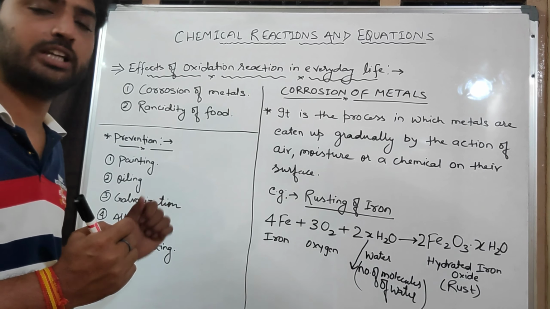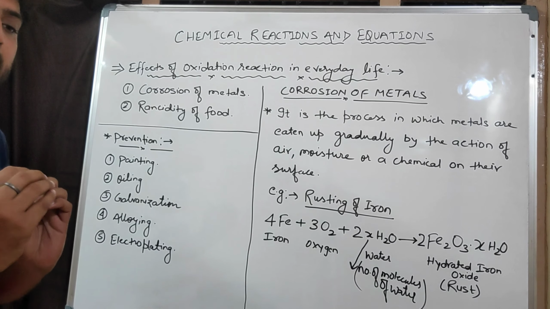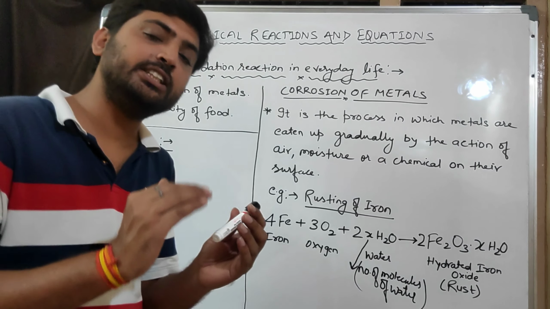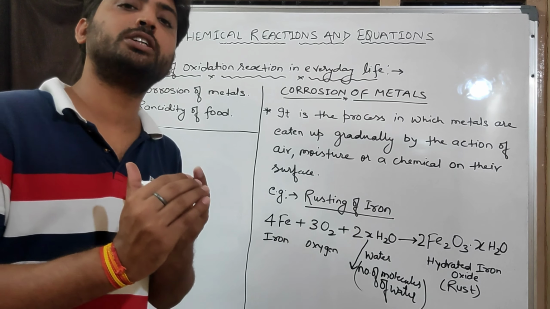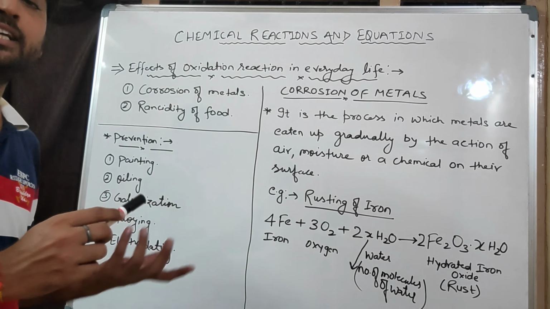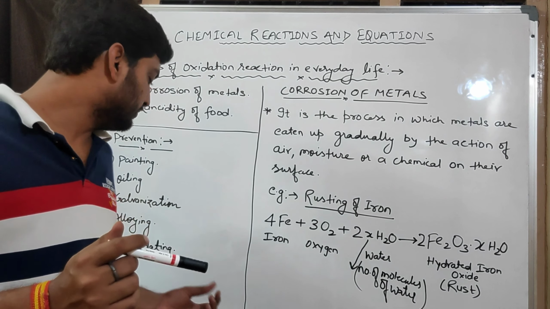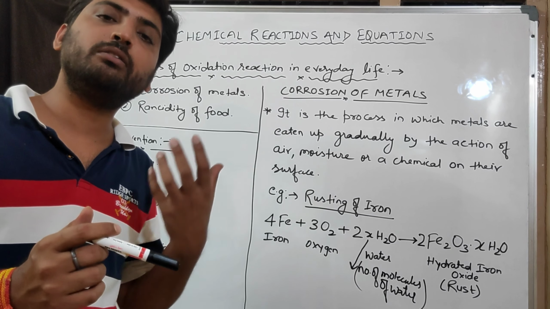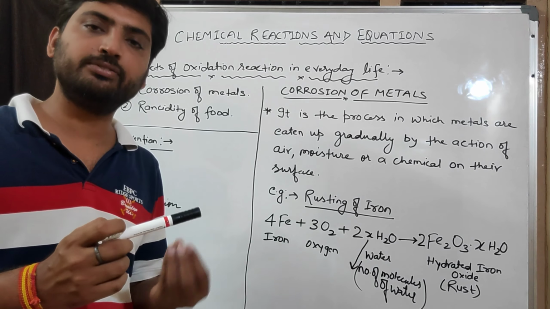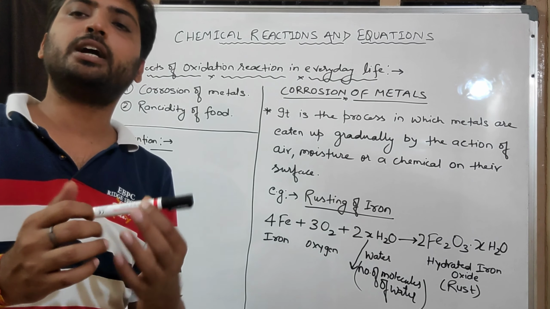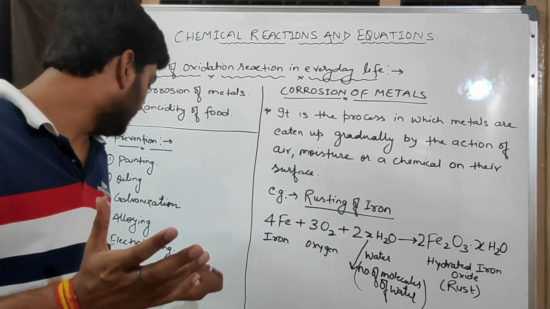Electroplating is similar to galvanization, but in this method there is no restriction that only zinc metal is used for coating. Any metal can be used to coat another metal. So electroplating is also a coating of a metal layer over another metal. For example, if we coat this iron with another metal like silver, zinc, or any other, that would be electroplating.